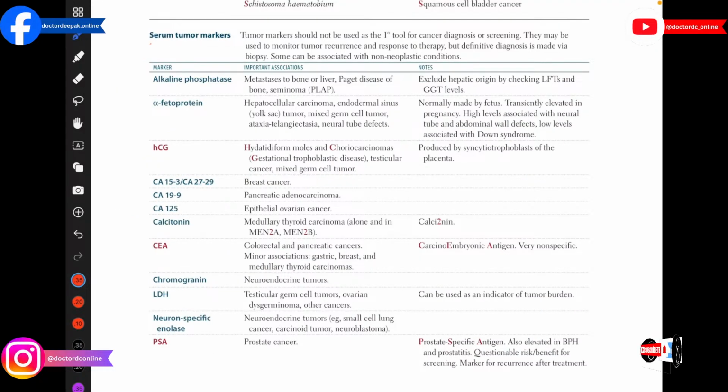We're going to study serum tumor markers. The serum tumor markers are very helpful to confirm the diagnosis. We need them for tumor recurrence and response to therapy. Like if you are giving any therapy to a cancer patient, is it working or not? By the range, by the value of the tumor marker, we can assess the response to therapy. It is not a primary cure, but we can use it for diagnosis in the clinic. But definitely the diagnosis is made via biopsy.